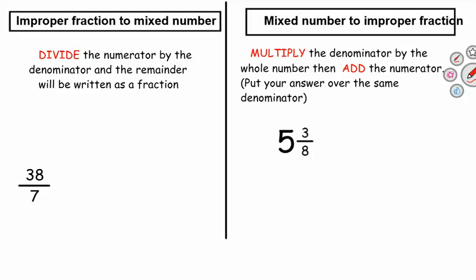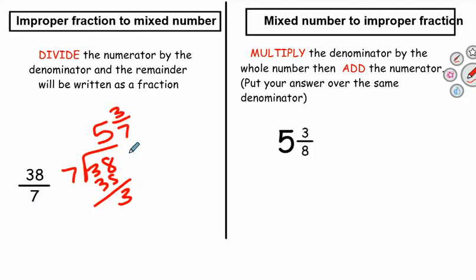Let's do a quick look at improper and mixed fractions. Remember, if you have an improper fraction, that means the numerator is bigger than the denominator. If you want to change that to a mixed number, you simply divide. So 7 goes into 38 5 times. There's 3 left over. You bring your remainder on top and keep the same denominator, okay?